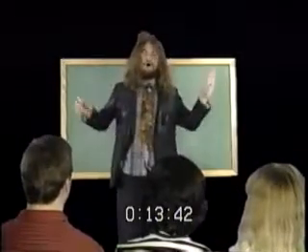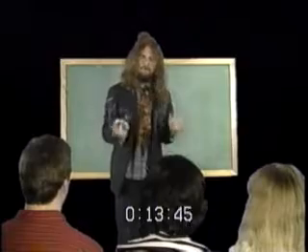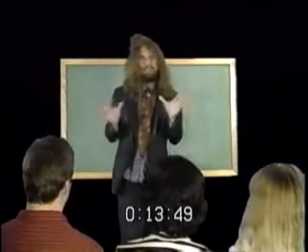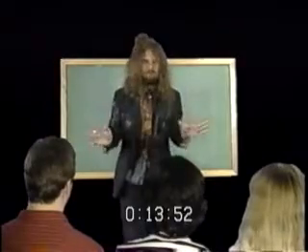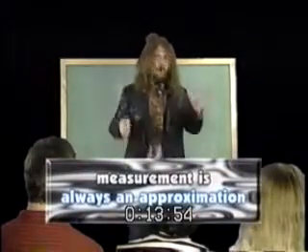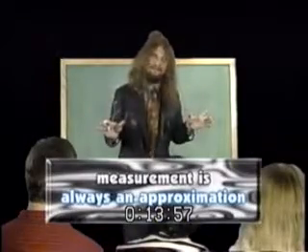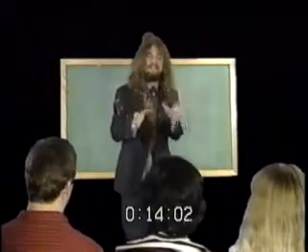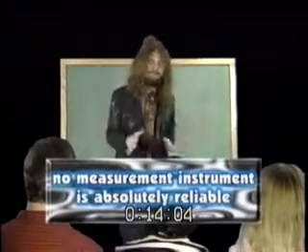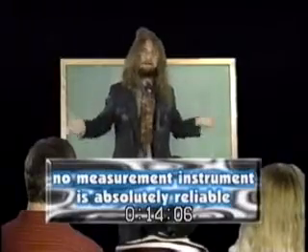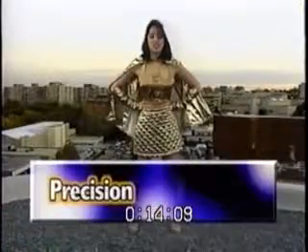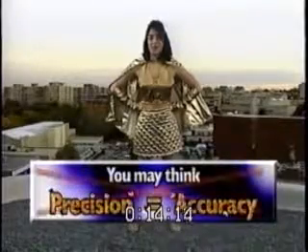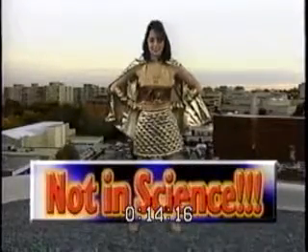Okay. All right. When we measure a physical property and we assign it a numerical value to that measurement, the numerical value is always an approximation. See, the accuracy of your measurement depends on the accuracy of your measurement instrument. So no measurement instrument is absolutely reliable. The terms precision and accuracy are sticky. You may think they mean the same thing, but nope, not in science.